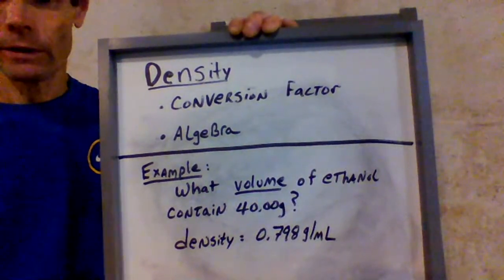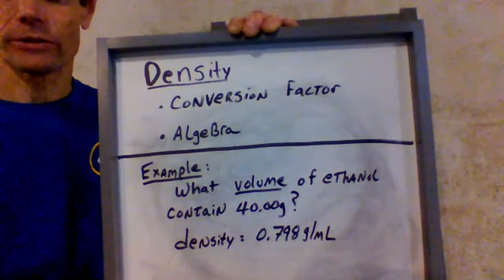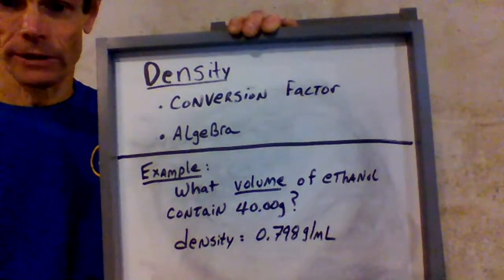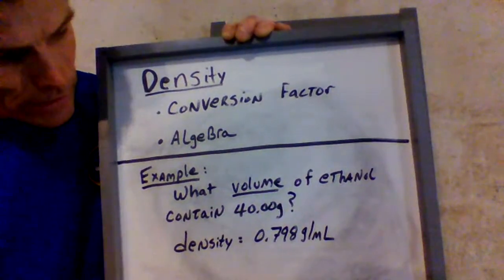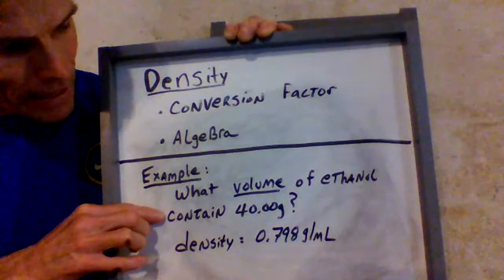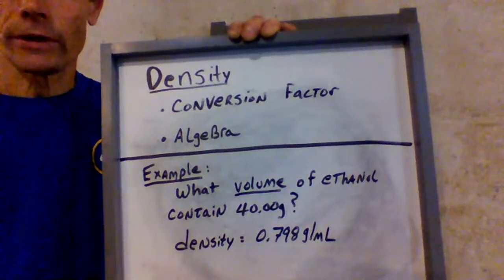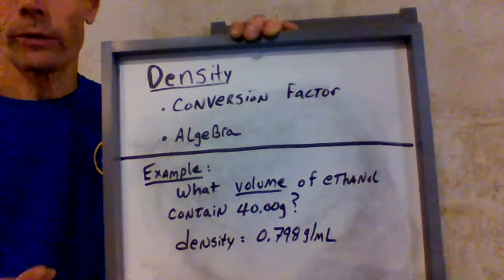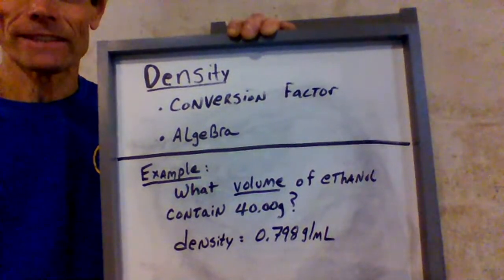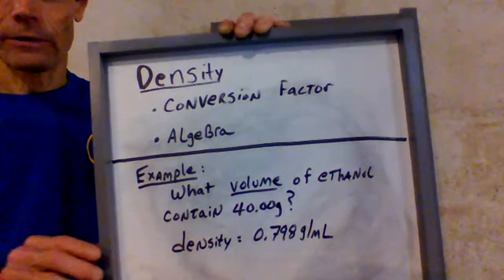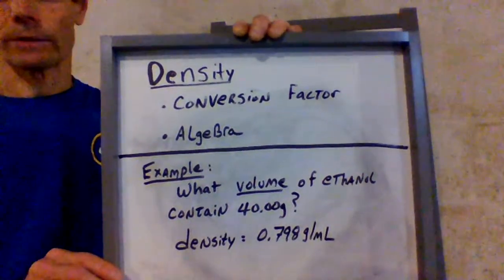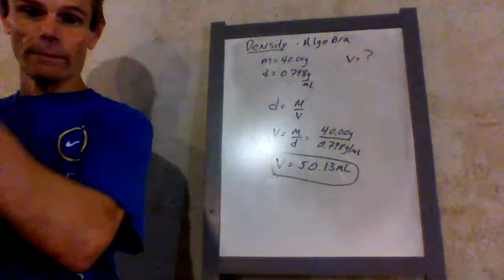Ethanol is a liquid. Oftentimes, it's easier to measure out its volume as a liquid rather than measuring its mass. If we know the density of our ethanol and the mass that we require, we could figure out what volume, and in this case, what volume in milliliters we need to deliver to have a mass of 40 grams. So let's go through problem-solving strategy. First of all, using some algebra.